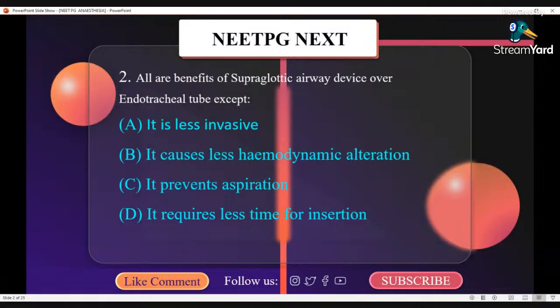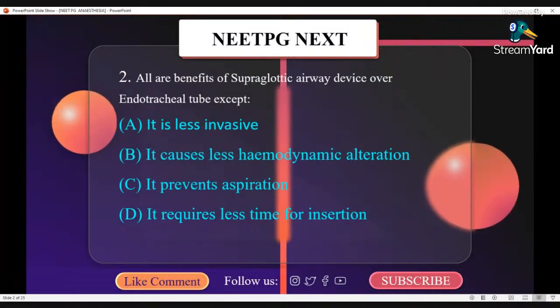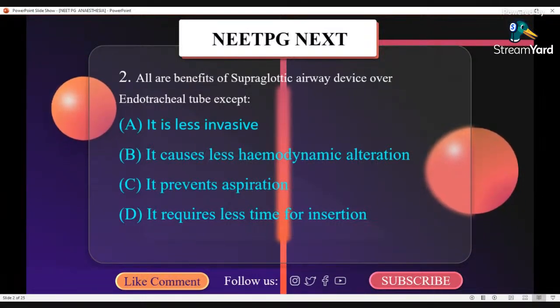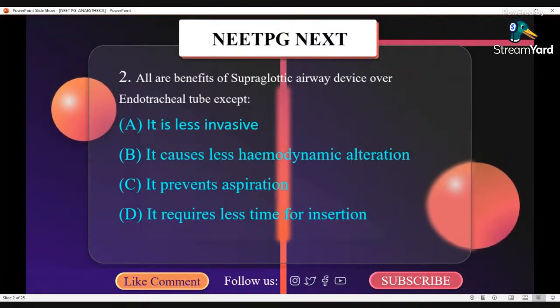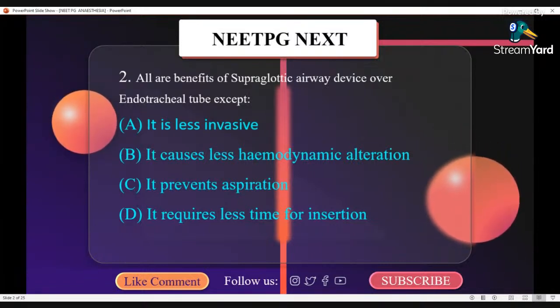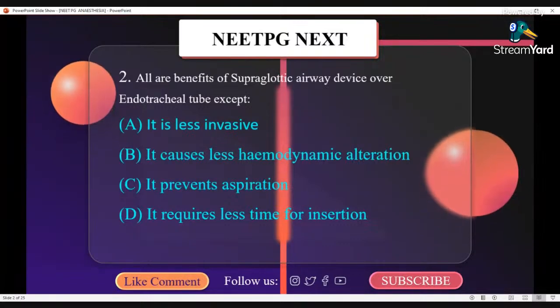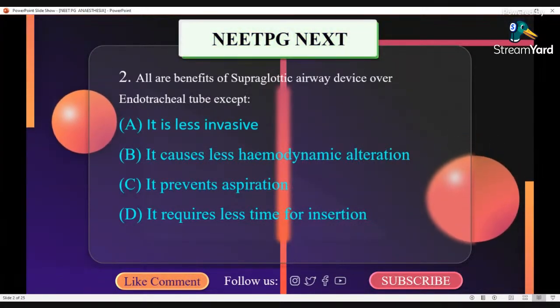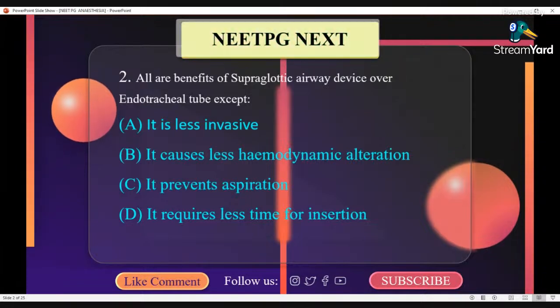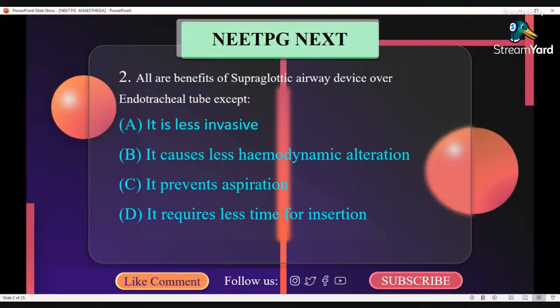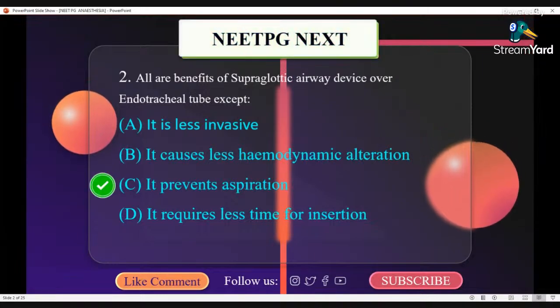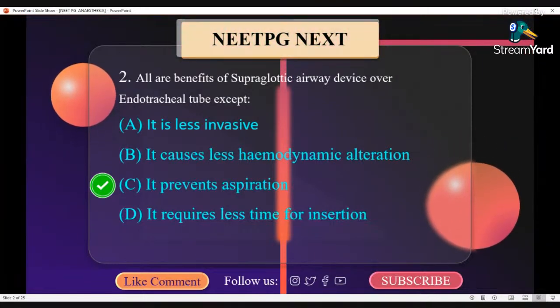So the correct option here is: it prevents aspiration. No, instead it causes aspiration. So it is less invasive, it causes less hemodynamic alteration, it requires less time for insertion. All are correct, except it prevents aspiration. So the correct option here is C, it prevents aspiration.